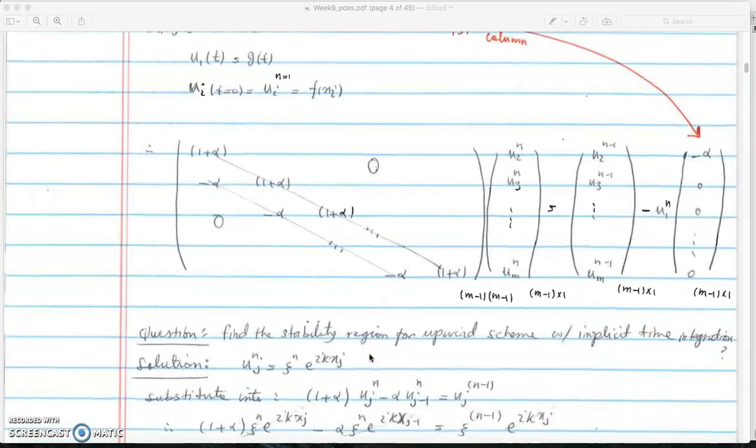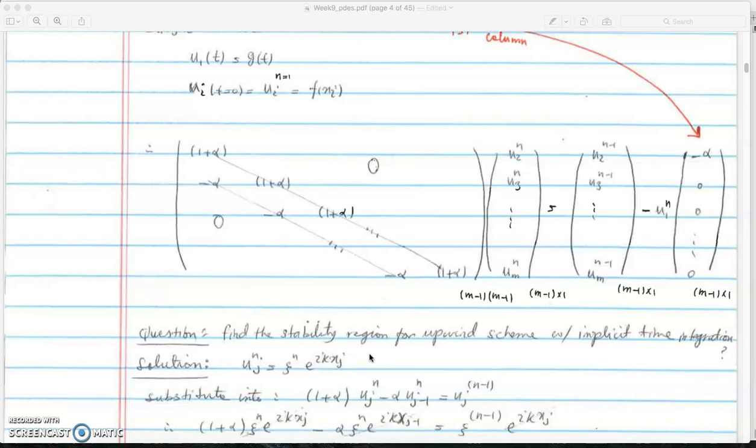So for the implicit method in time, exactly like the implicit method in space which we learned before, we need to solve a system. We cannot use a one-line equation to solve for the unknown, exactly like in explicit methods. In explicit methods, we do not solve a system.